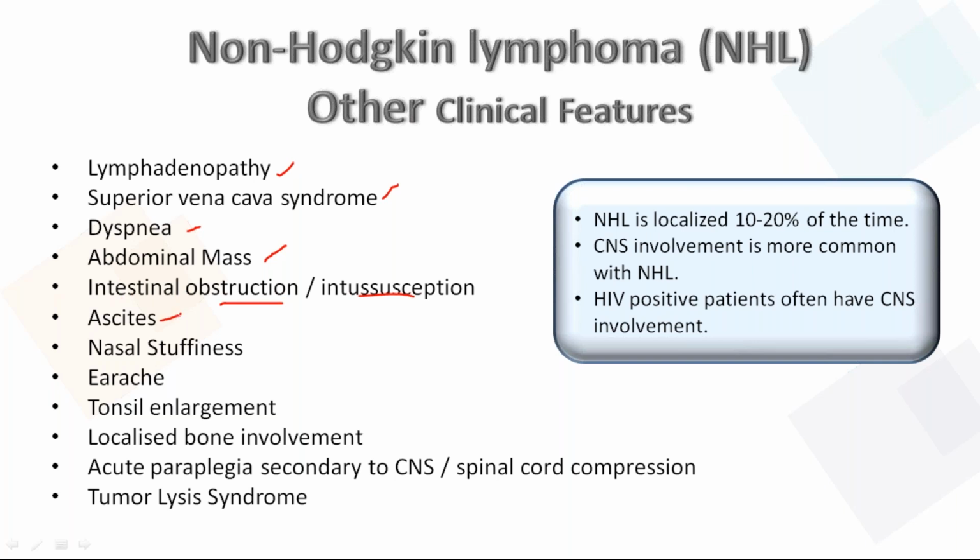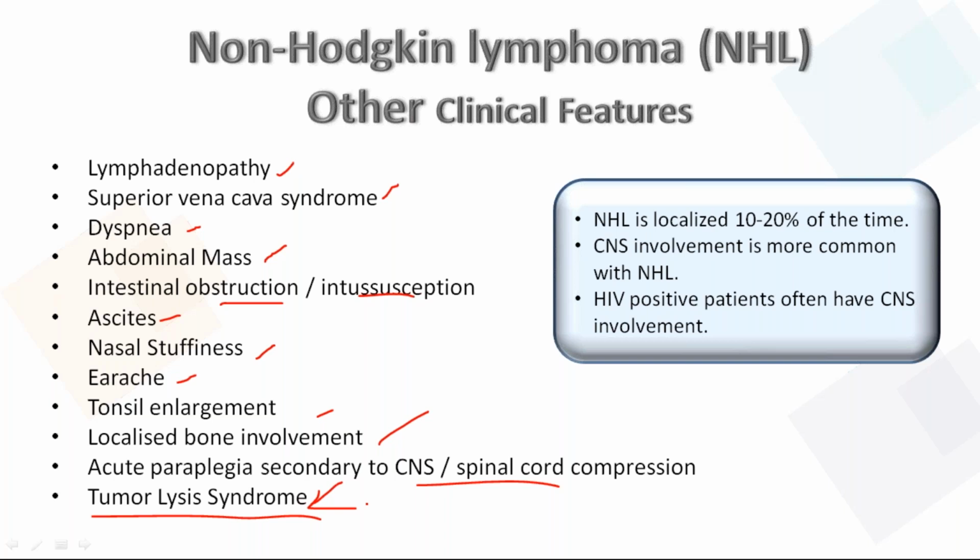There may be ascites, nasal stuffiness, earache, tonsil enlargement, bone involvement, especially local involvement or swelling of the bones, and acute paraplegia secondary to CNS and spinal cord compression. The last is tumor lysis syndrome, especially when you start treating them, because suddenly a large number of cells undergo apoptosis. When they are destroyed, uric acid is released from them.